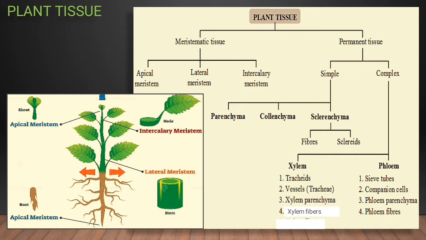Permanent tissues, on the other hand, are differentiated tissues carrying out dedicated functions, some of which is to render mechanical strength to the plant or even to carry out photosynthesis. These tissues originate, differentiate, and are derived from meristematic tissues.